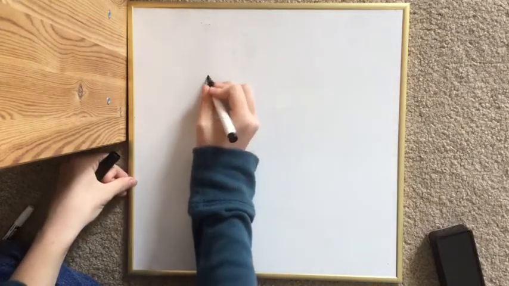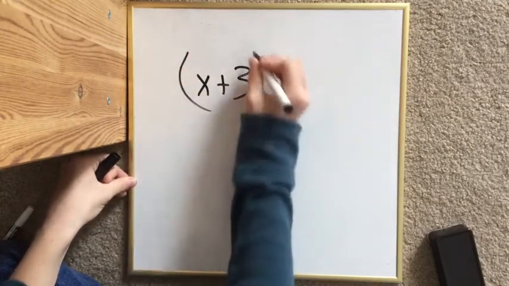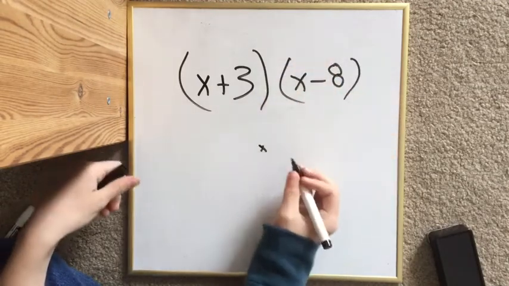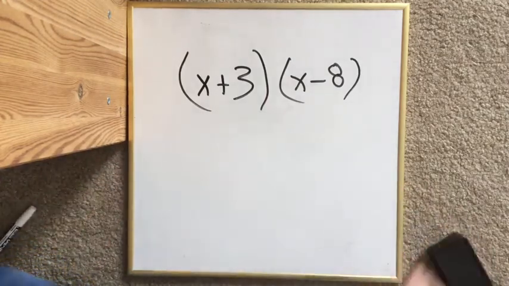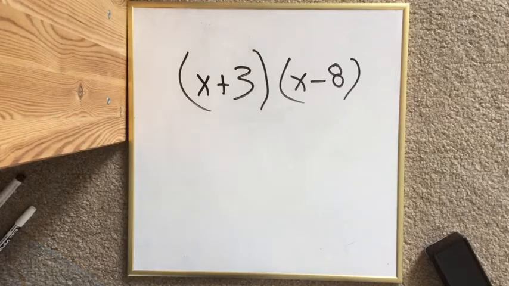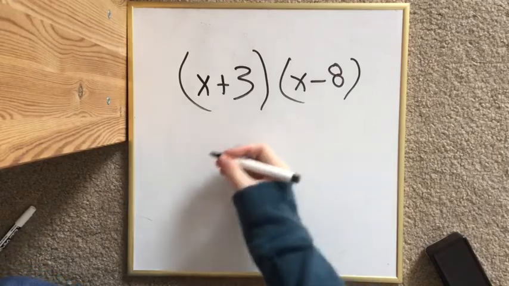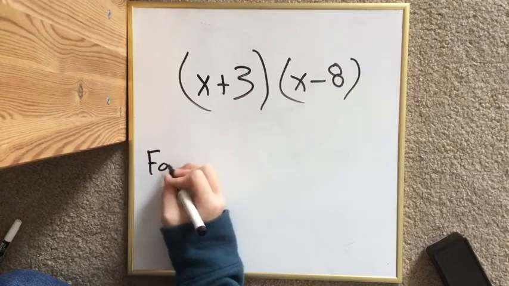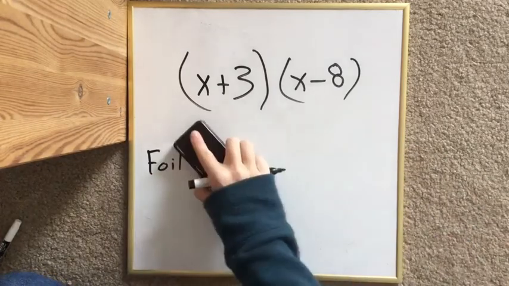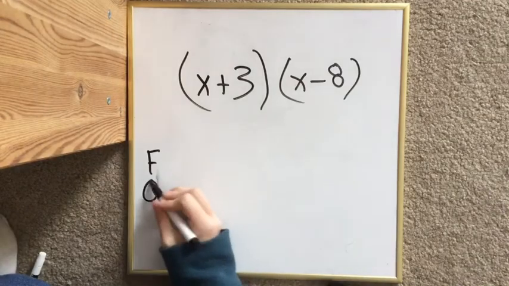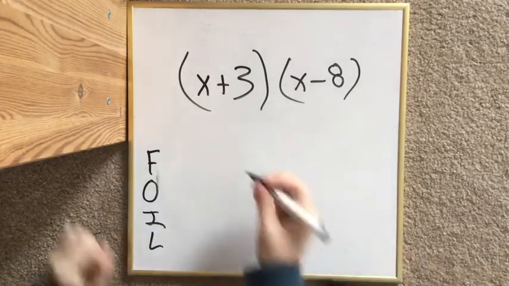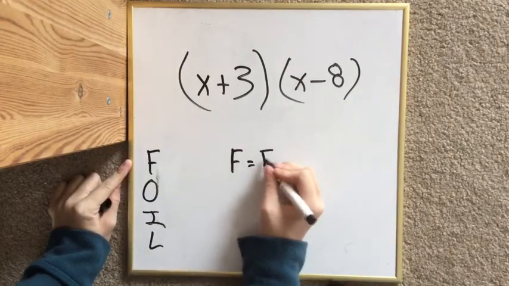Okay, so we use FOIL when we have something like this problem right here. Remember, we're multiplying those two parentheses, so we can't just multiply the x and the 3 and the 8. So we have to use FOIL. Let me just write that down there. I'm actually just going to write up and down. I did dashes in this. They look like negative signs. I promise they're not. Okay, so F equals first, right?